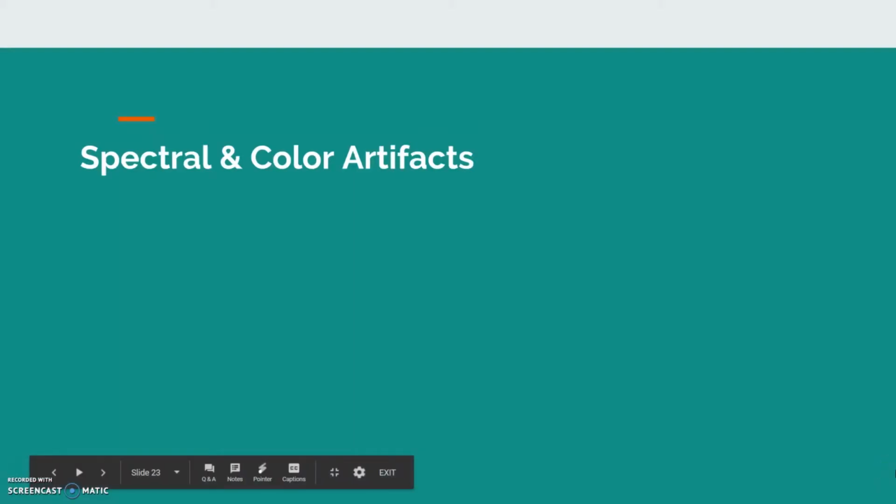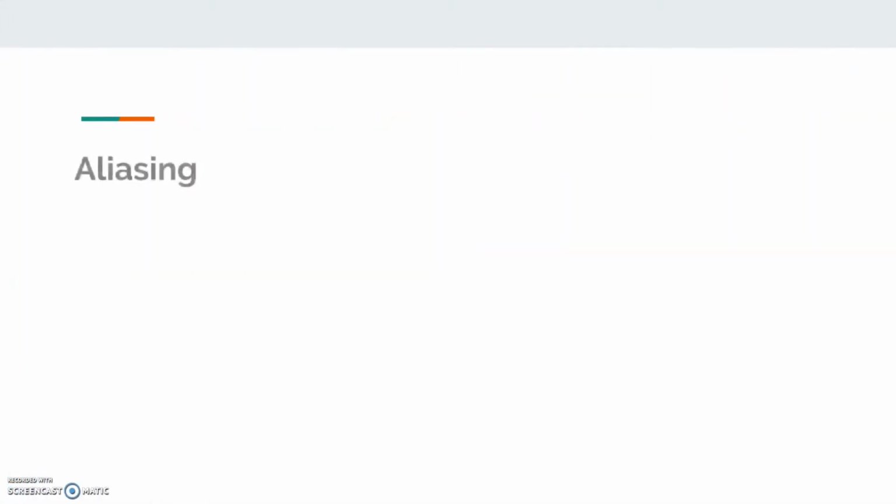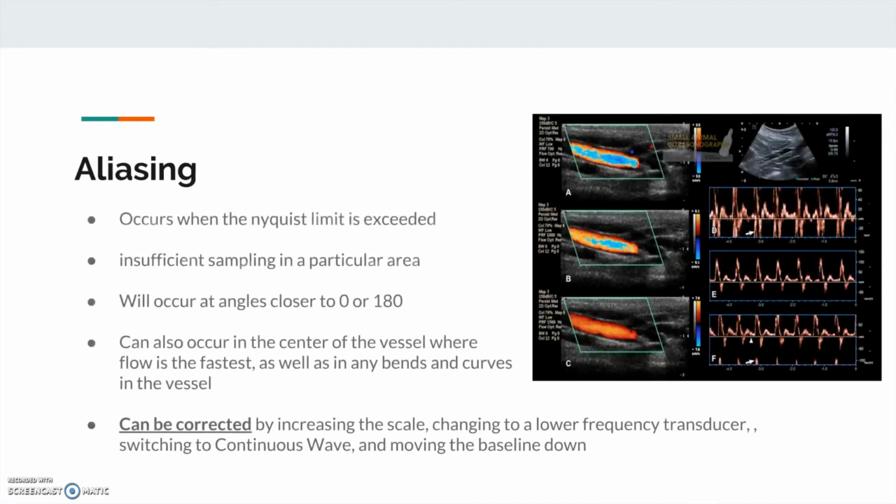Okay, the next thing we're going to talk about is artifacts that show up both on a spectral and on a color Doppler image. The first thing we'll be talking about is aliasing. You can see in the picture both aliasing in a color image and on a spectral image. This occurs when the Nyquist limit is exceeded, there's insufficient sampling in a particular area, angles closer to 0 or 180, or, as you can see in the image, in the center of the vessel where the flow is fastest, as well as any bends and curves, and this can be corrected by the sonographer.